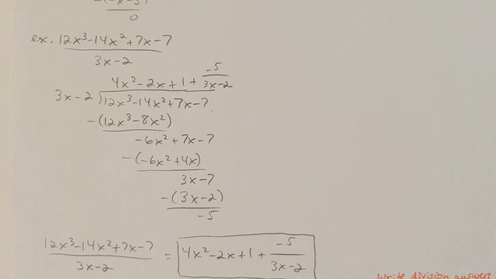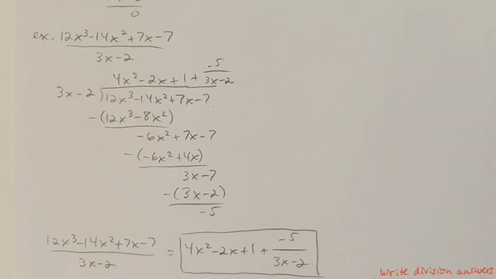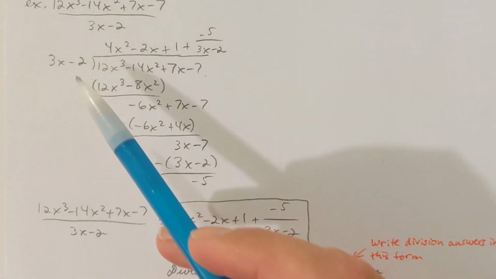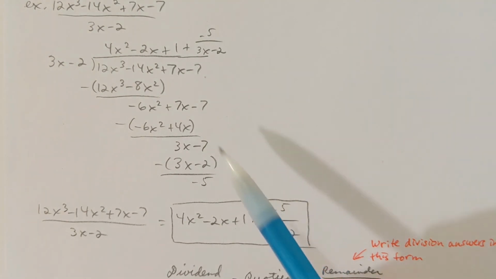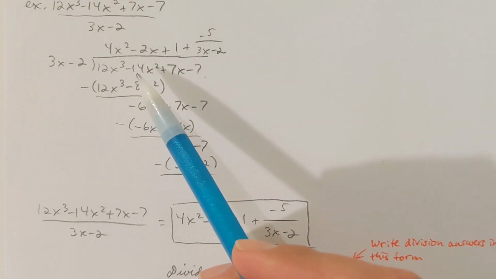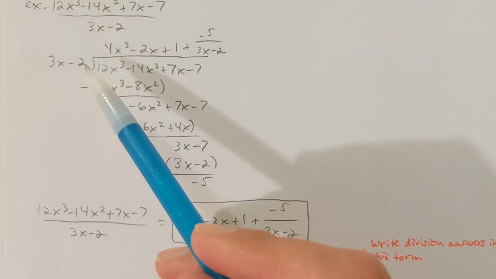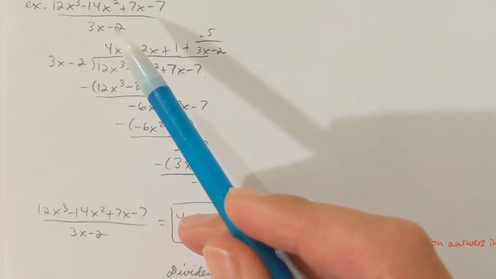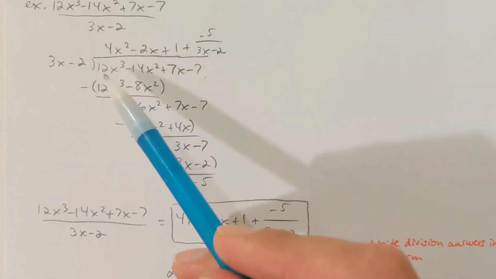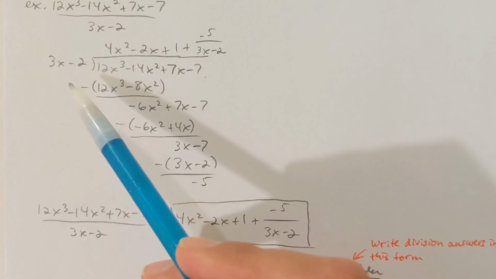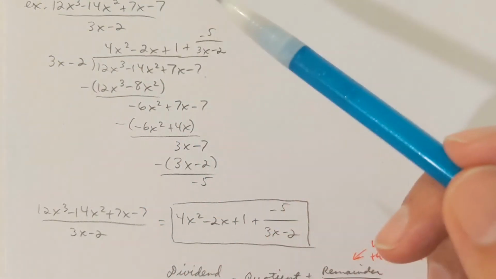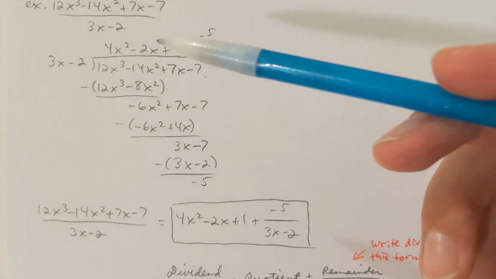Suppose we have 12x cubed minus 14x squared plus 7x minus 7 divided by 3x minus 2. Okay, well, the 3x minus 2 is going to go outside the division bar, and the 12x cubed minus 14x squared plus 7x minus 7 go underneath it. You always start with letting what's in the numerator go underneath the division bar, and the denominator go outside the division bar. Okay, and we're all set up to begin dividing now.